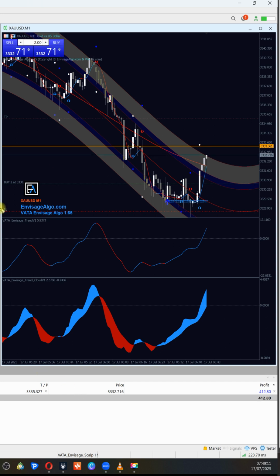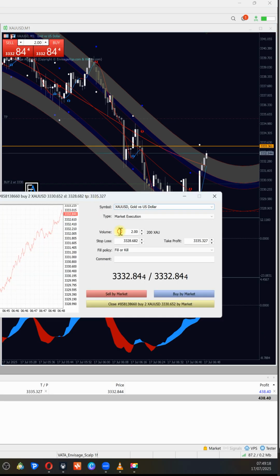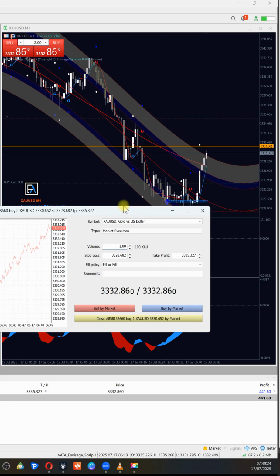So I'm going to get ready now to close my partial. So near about $400, $50 is done. I'm going to take like half of it as soon as the market touches this line. And then I'm going to move my stop loss to the break even. Let's see if it actually touches that or not.